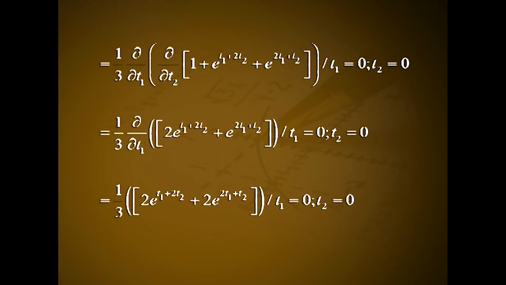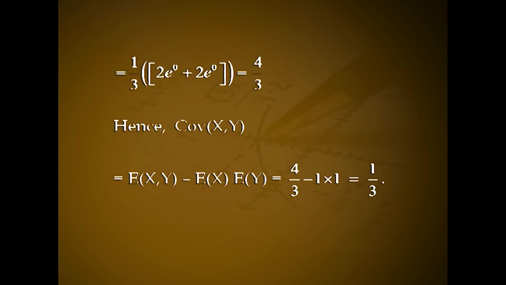That is 1/3 ∂/∂t1 of (2e^(t1 + 2t2) + e^(2t1 + t2)) at t1 = 0, t2 = 0, which is 1/3 (2e^(t1 + 2t2) + 2e^(2t1 + t2)) at t1 = 0, t2 = 0, that is 1/3 (2e^0 + 2e^0) = 4/3. Hence, covariance of XY is expectation of XY minus E(X) times E(Y), that is 4/3 - 1 × 1 = 1/3.